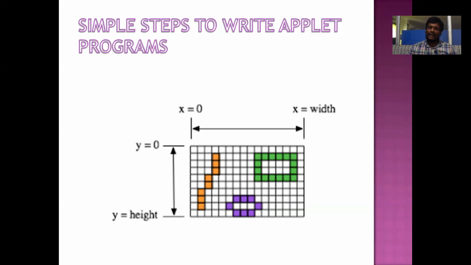But while we are dealing with applets, or with abstract window toolkit frames, panels or windows, the top left corner will be the origin. When we move towards the right side, we increase the value of X, and when we move to the bottom, we increase the value of Y. So this is how our applet screen is laid out, and these are the coordinates. Top left will be 0, comma 0.